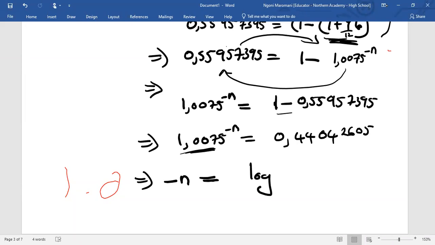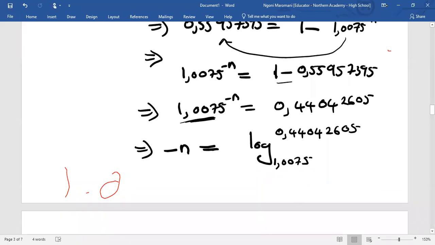So it's log of what? The top part is 0.44042605. Right, in base what? 1.0075. Is that okay there, guys? 1.0075. So which means minus n will be equal to what?